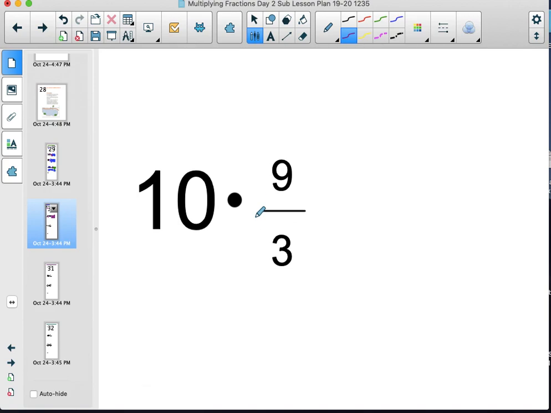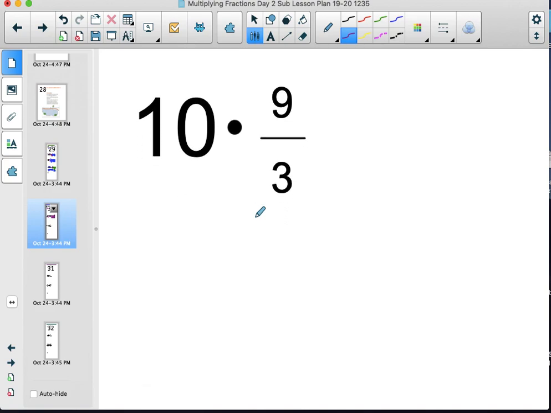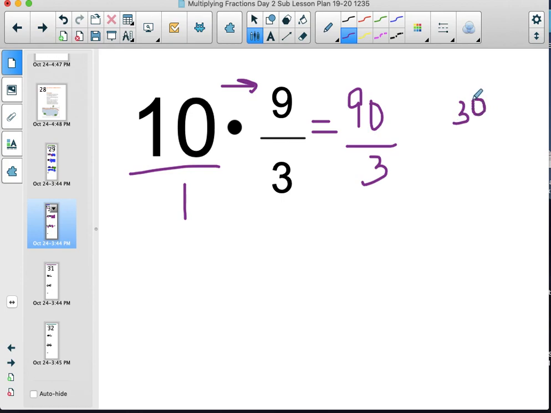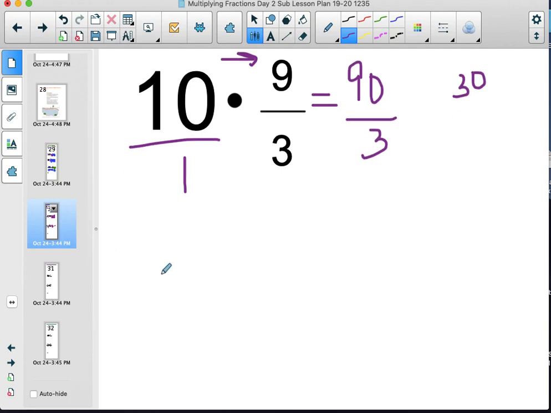All right, you try. Pause the video, write it down and try, and then unpause it to watch for the solution. All right, you need to put a 1 underneath your 10, multiply straight across. We get 90 over 3. Remember that you can simplify this in another video. If you got an answer of 30, awesome. If you didn't, don't worry about it. We will discuss that in a little bit.